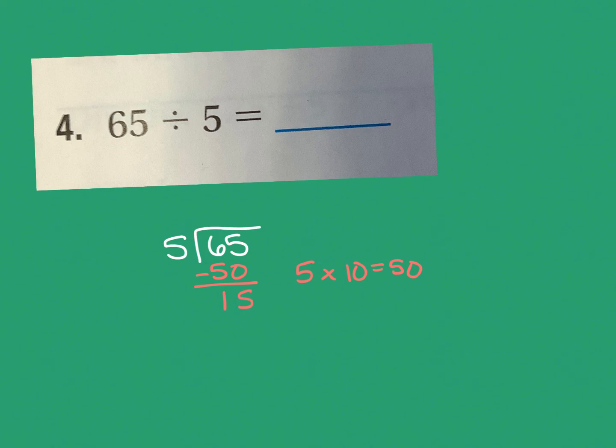Subtract. Okay. Now I have 5 times something is going to give me 15, or as close to it as possible. Well, 5 times 3 is 15. Oh, okay, how handy is that? That gives me 15, and looky there, nothing's left. Oh, so it divides in perfectly. That's nice. I needed 10 5s here and 3 more 5s to get there for a grand total of 13 5s. So there's my answer.